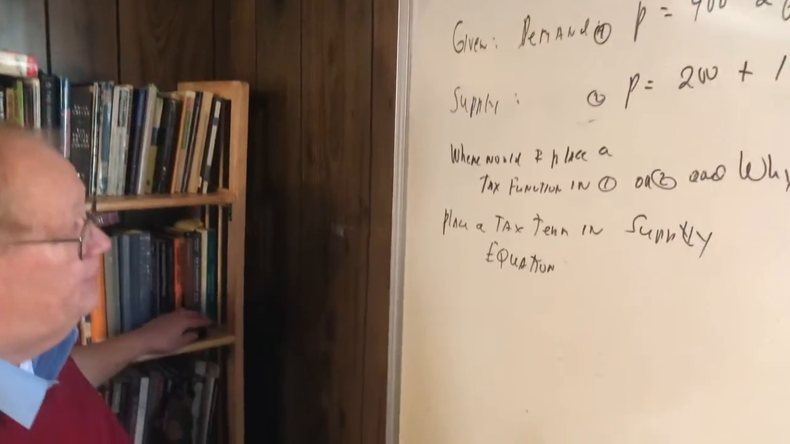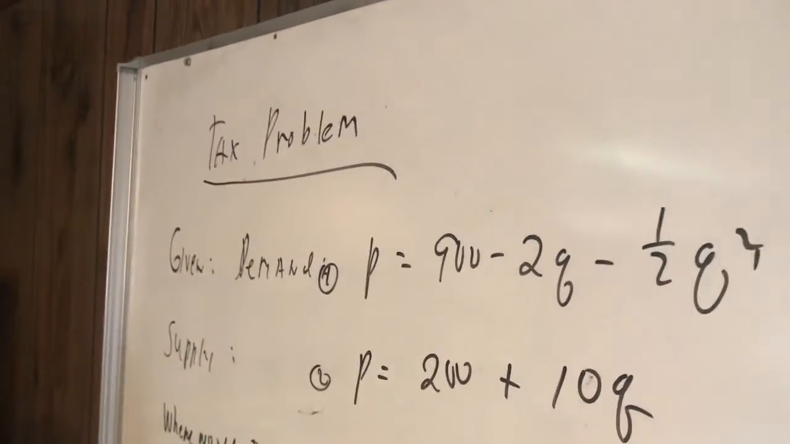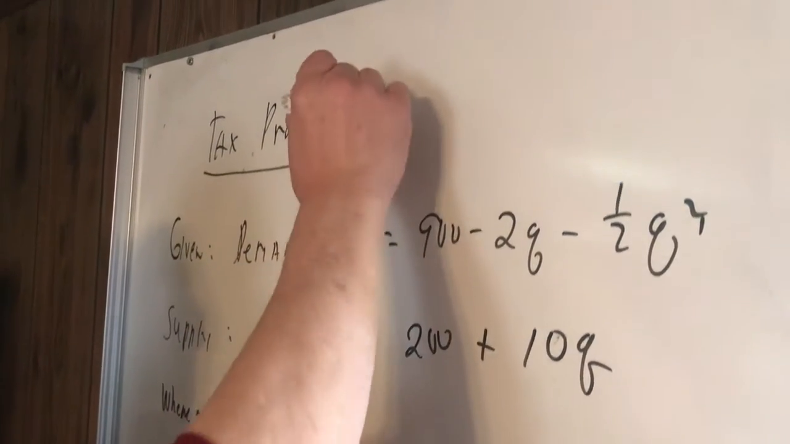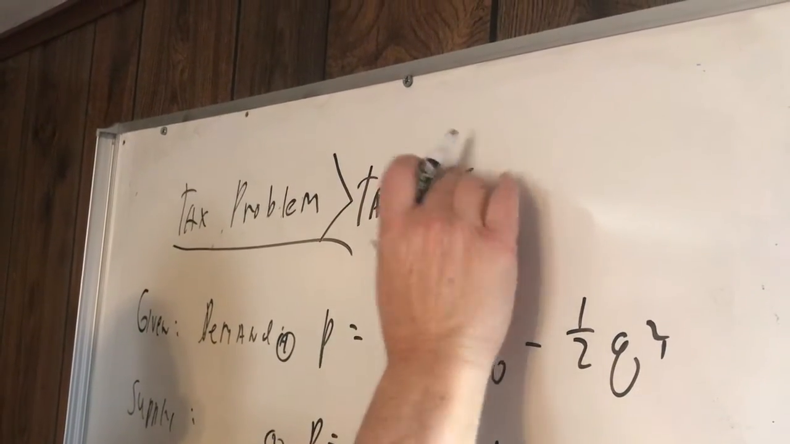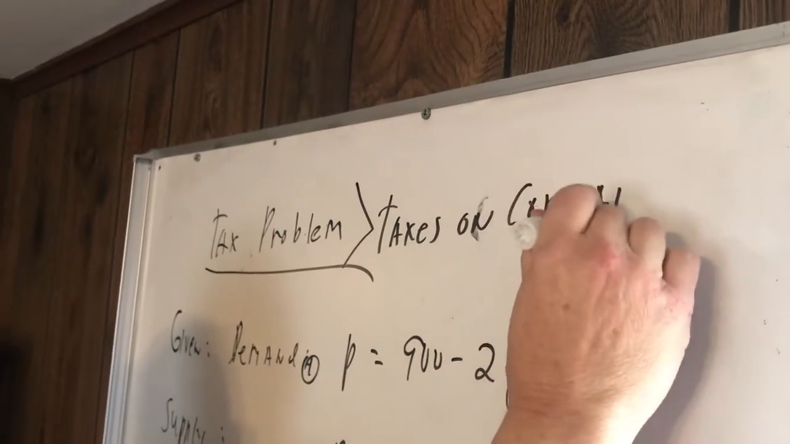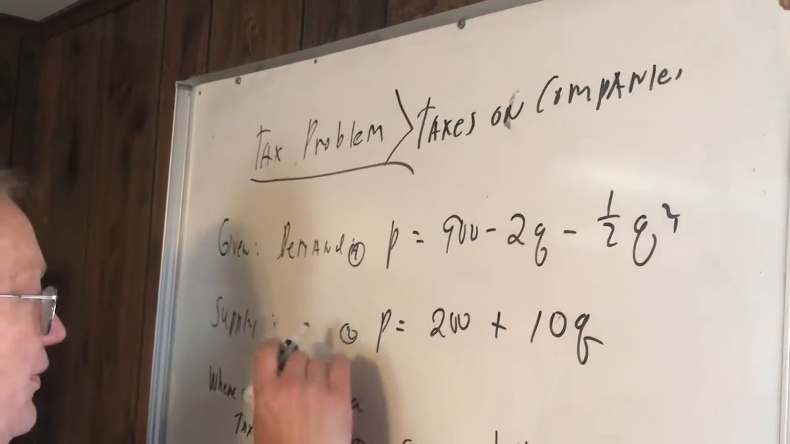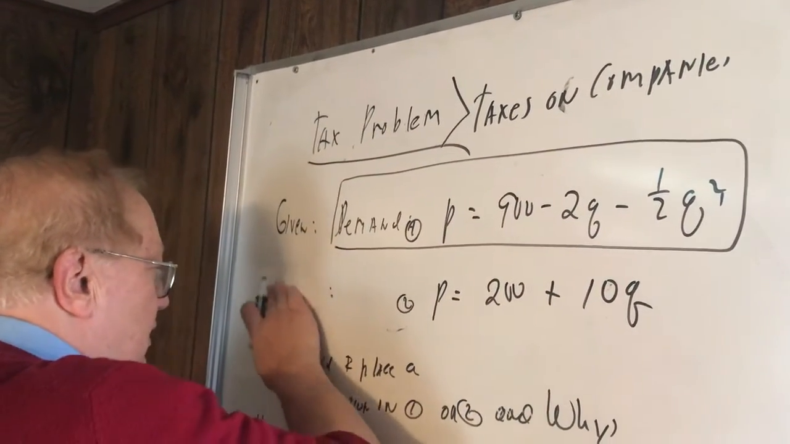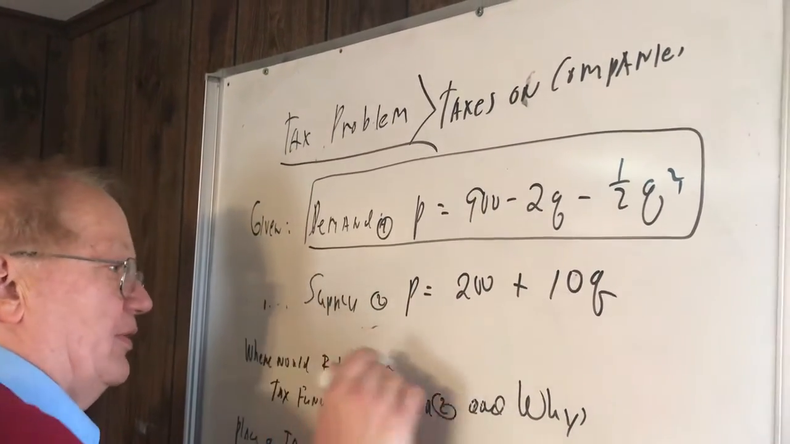Okay, we're back. What we're talking about is tax, and specifically taxes on producers, on the companies. So let's say we're given these two functions. This is a consumer demand function. This is a supply function by the producers.